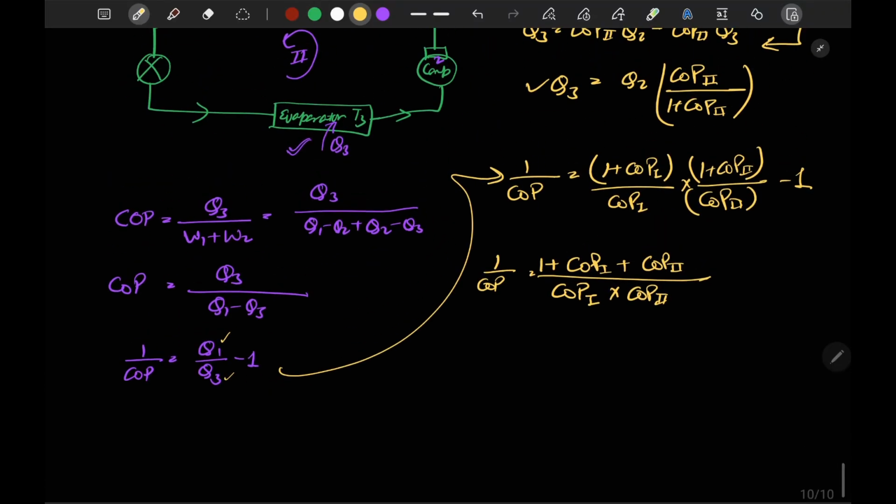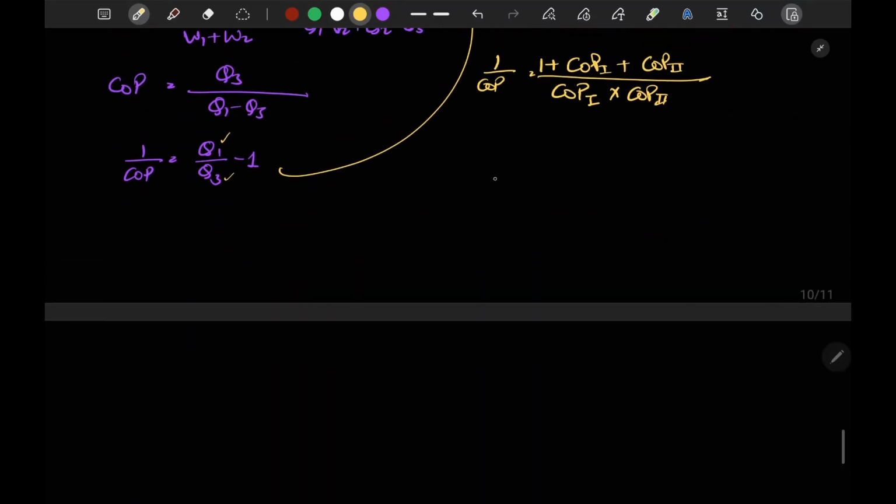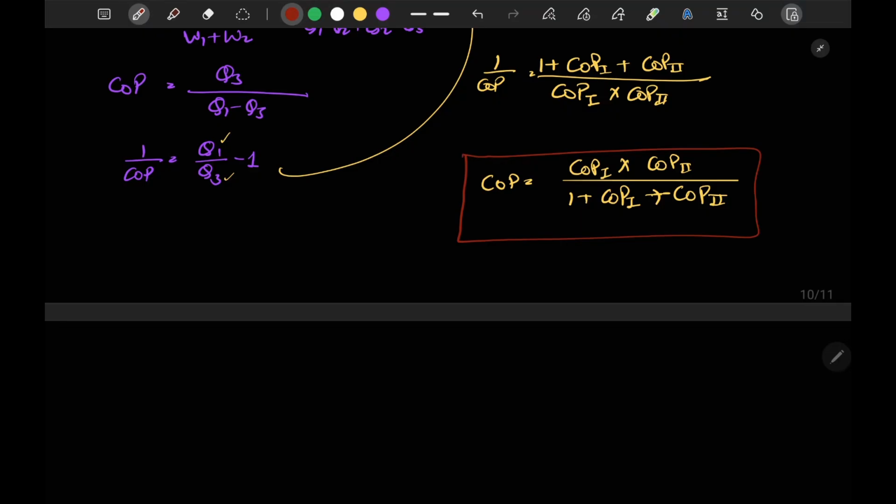Okay, now we can directly write the value of COP. So we will get COP for a cascade system is given by COP1 into COP2 upon 1 plus COP1 plus COP2. So this is our relation for COP of a cascade system.